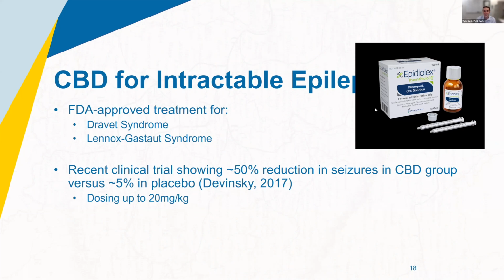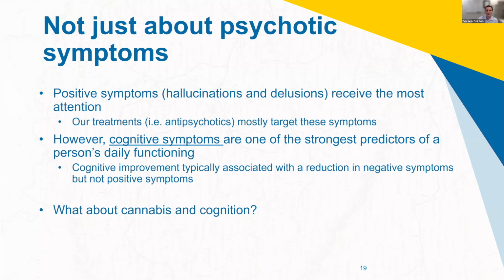And again, just to drive this point home, the only thing that the FDA has approved CBD for is intractable epilepsy in childhood, and it does seem to work quite well, which is really exciting. So if families are asking about CBD, you can point them back at this information and say this is the only thing it's really been approved for, and we don't know a whole lot about how it might work for other types of symptoms.